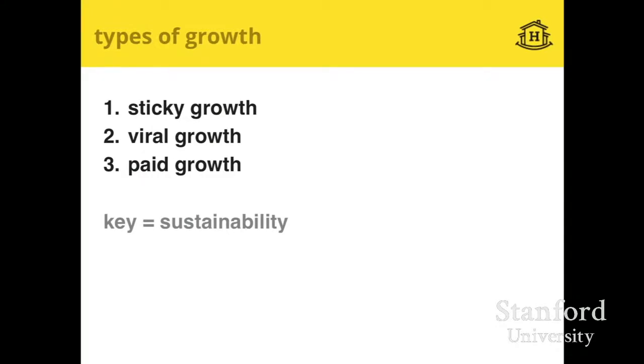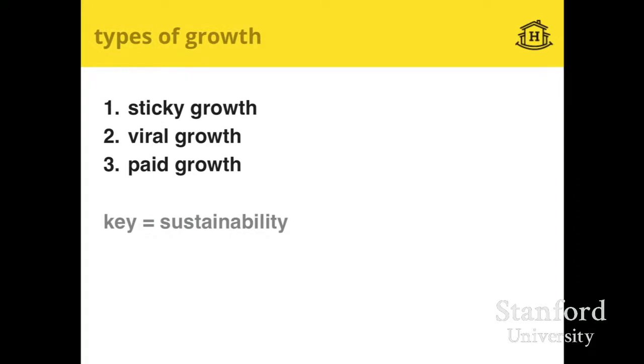Three types of growth: sticky, viral, and paid growth. And hopefully I'll get enough time to talk about all of this. So really briefly, sticky growth is trying to get your existing users to come back and pay you more or use you more. Second is viral growth, so that's when people talk about you. So you use a product, you really like it, then you tell 10 other friends, they like it, and that's viral growth. And the third is paid growth.